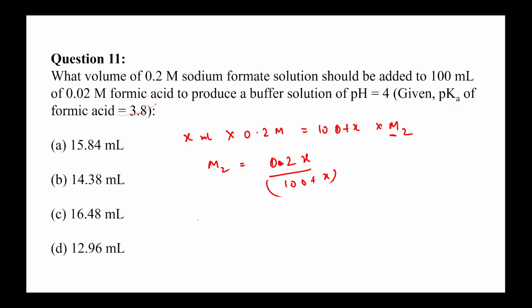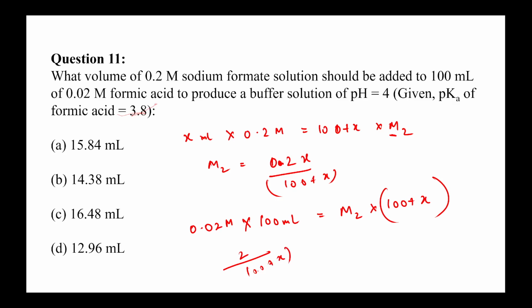Similarly, to solve for the concentration of formic acid, you have 0.02 molar of formic acid as the initial concentration. Initial volume is 100 ml. Final concentration would be M2 into the final volume of 100 plus X. So it would be 0.02 into 100, which is 2, divided by 100 plus X. So this will be the concentration of acid.